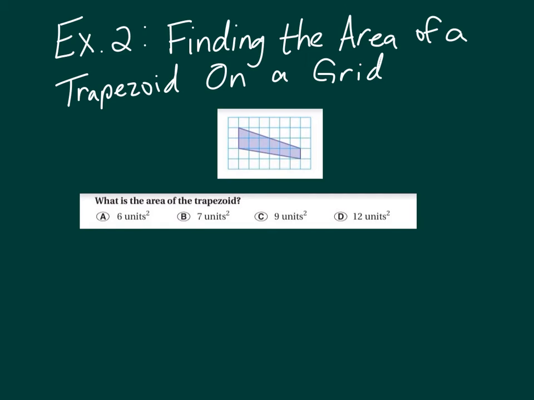For example 2, we're going to find the area of a trapezoid on a grid, but we're not going to do the estimating inside like we did with some of the other grids. We're literally going to use it to just count base and height and things like that. And in this case we do have a multiple choice version, so we'll see if our answer matches up to one of these. The first thing we're going to have to be able to do is find bases and height.